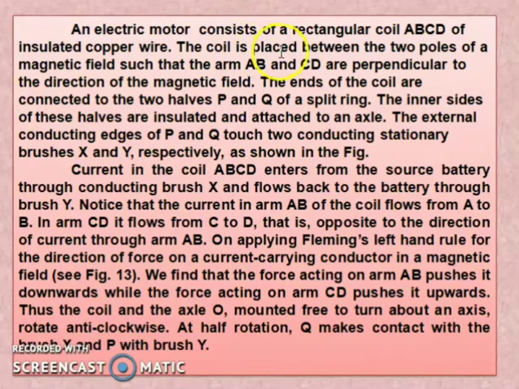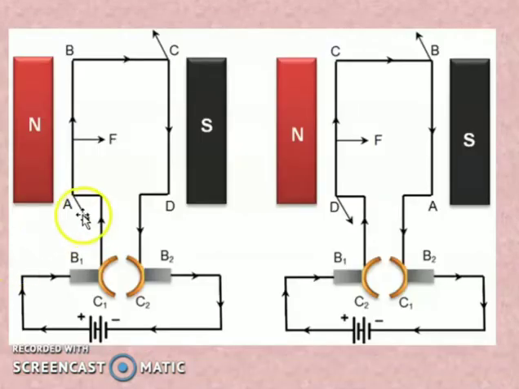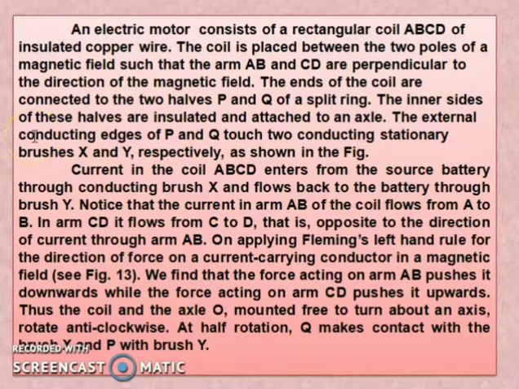A coil is placed between the two poles of a magnetic field such that the arms AB and CD are perpendicular to the direction of the magnetic field. This is a rectangular coil ABCD, placed in between the two magnets in such a way that they are perpendicular to each other.